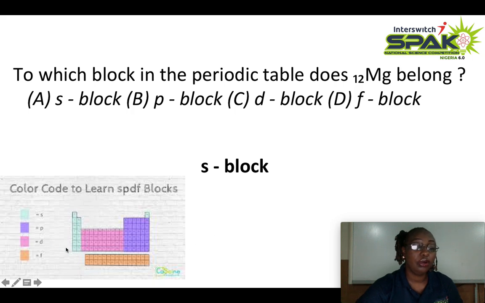Now look at the color code to learn the SPDF blocks. The light green is the S block, which is the 2 columns here. The purple is the P block. You can see the purple color here. Then the D is the pink, that's the D transition block. Then we have the F, which has the lanthanides and actinides, that's the F block. So we have the S, P, D, F blocks.